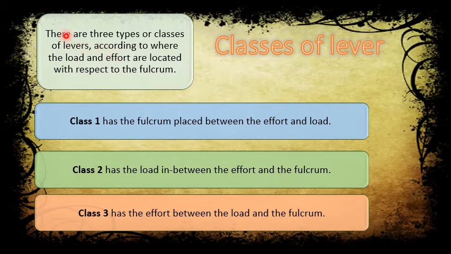So let's read it out. There are three classes of lever according to where the load, effort, and fulcrum are located, or we can say where load and effort are located with respect to the fulcrum. So class 1 has the fulcrum placed between the effort and load, while class 2 has the load in between the effort and fulcrum, and class 3 has the effort between the load and fulcrum.